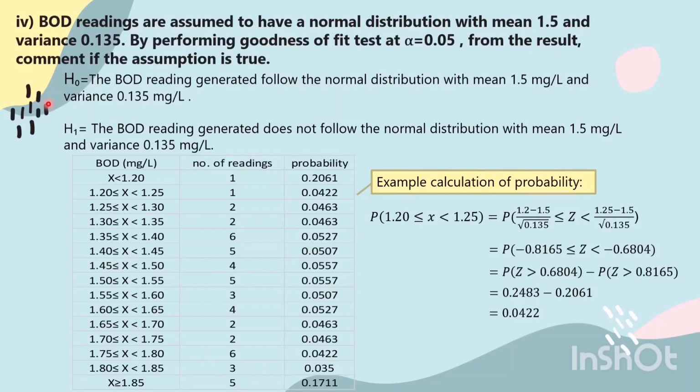Hi, I'm Shin, and now I'll be discussing question B4. Based on this question, we are required to perform a goodness of fit test at alpha equals 0.05.